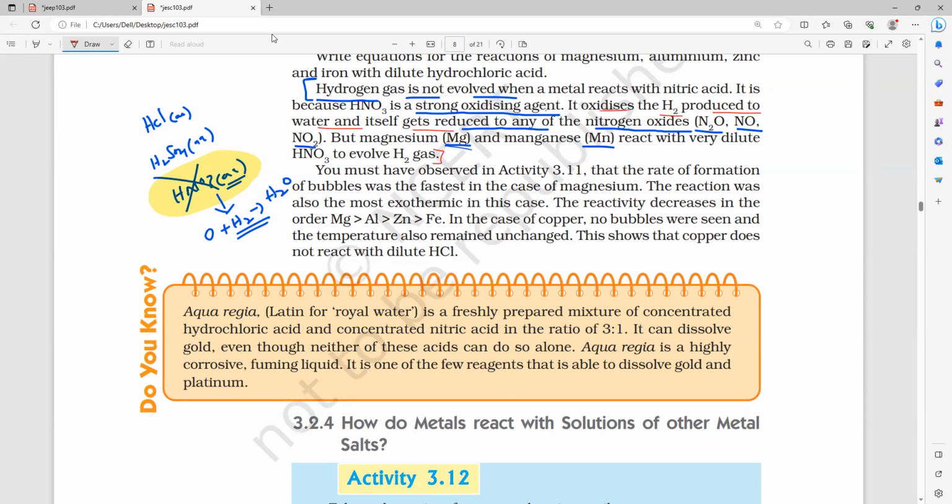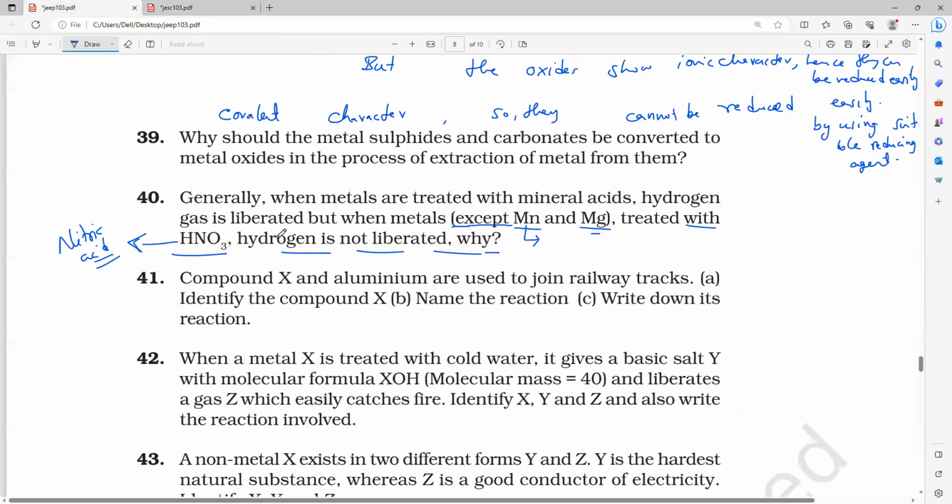So how does it oxidize? Because it will produce nascent oxygen. This nascent oxygen reacts with hydrogen to produce water, and itself it gets reduced to any of the nitrogen oxides: N2O, NO or NO2. That is why it will never liberate, meaning produce, hydrogen gas, except with magnesium and manganese. Mn means manganese.